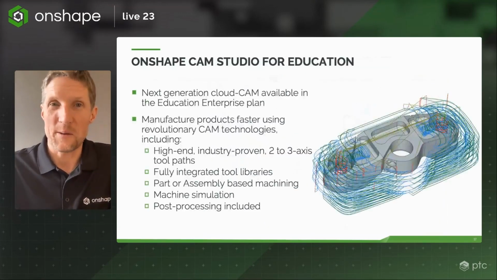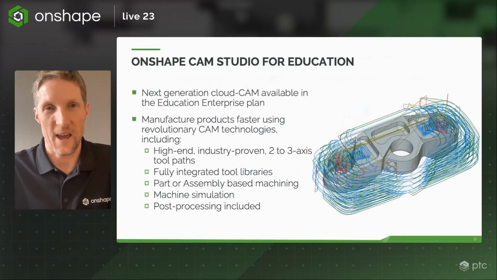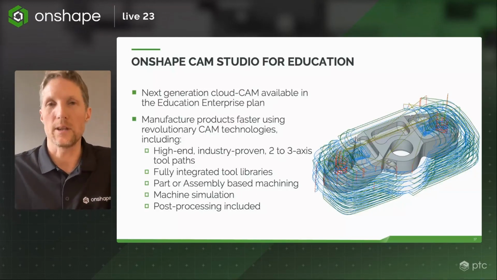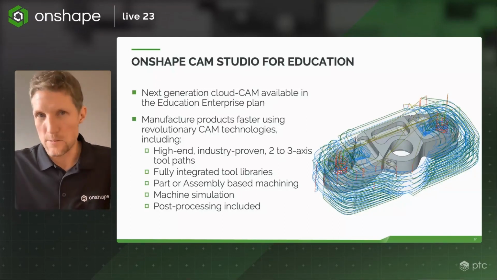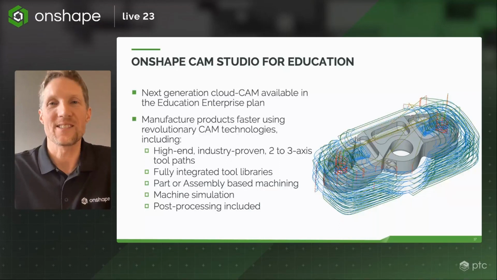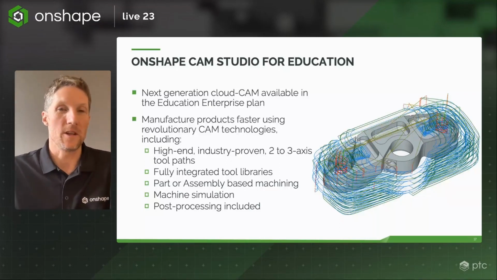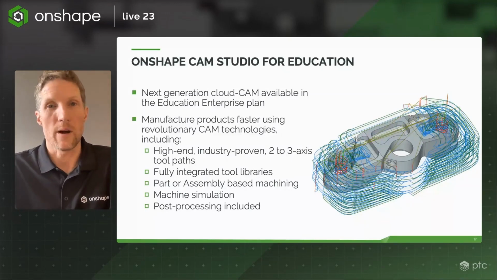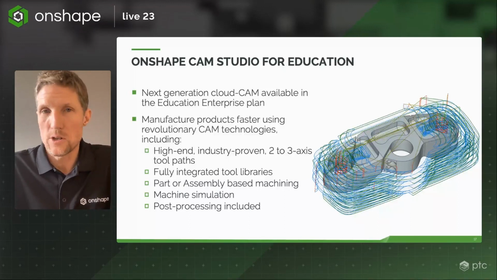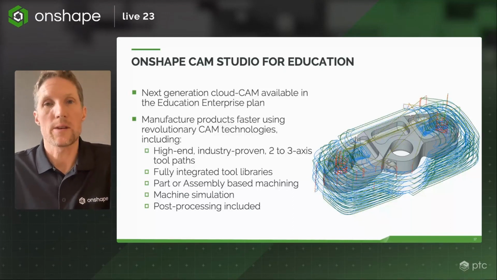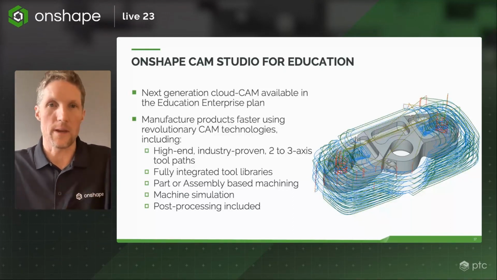One of the most frequently requested features for Onshape in education is CAM, computer-aided manufacturing. And I'm delighted to announce that the next generation cloud CAM technology will be available in education enterprise plans sometime this calendar year. This will allow users to prototype and test products using modern CAM technologies, including 2 to 3 axis toolpaths that can be generated in seconds, a fully integrated tool library, part or assembly-based machining, including machine simulation, and an included library of post-processors, which means there are no required add-ins or other databases.